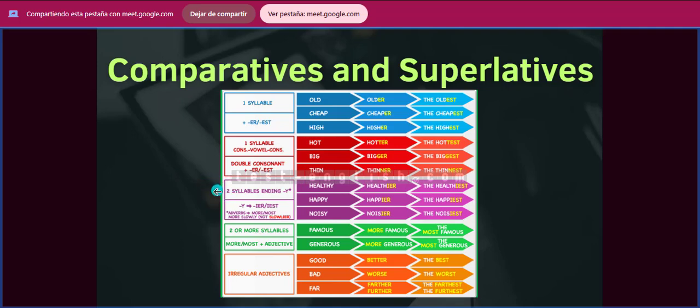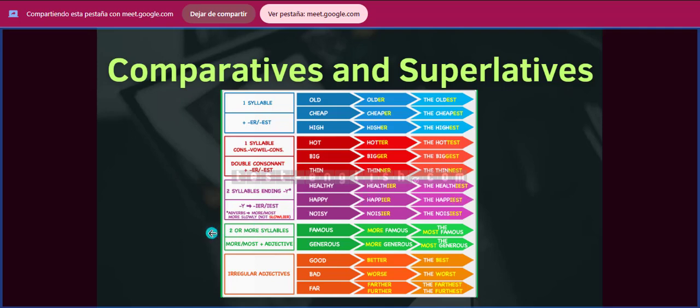Then when we have two syllable adjectives or adverbs which end in Y, what we'll do is to change the Y into an I. So for example, healthy will become healthier for the comparative, and for the superlative it will be the healthiest. Happy will be happier and the happiest.